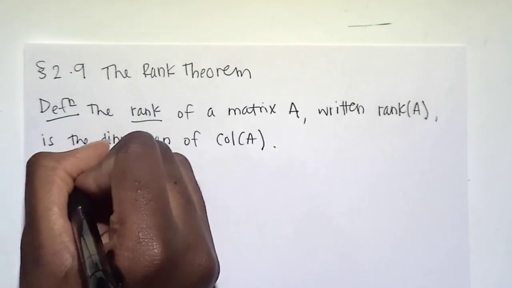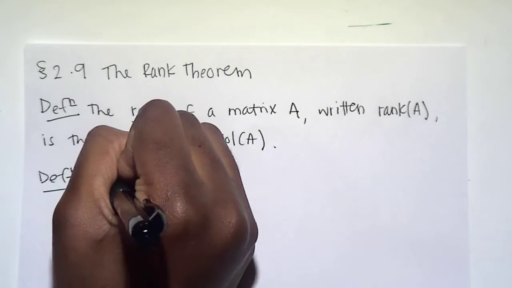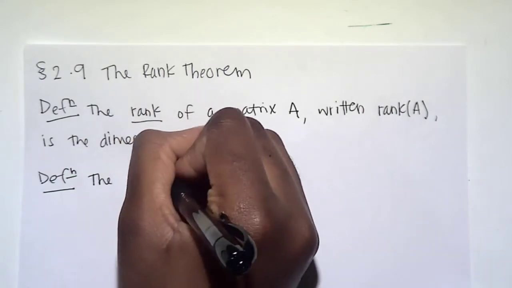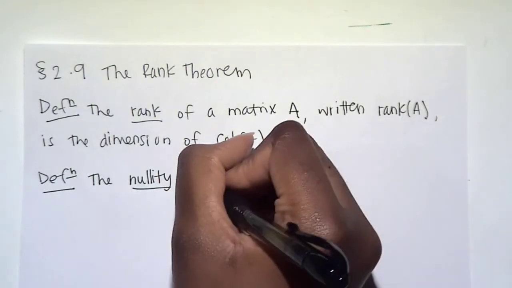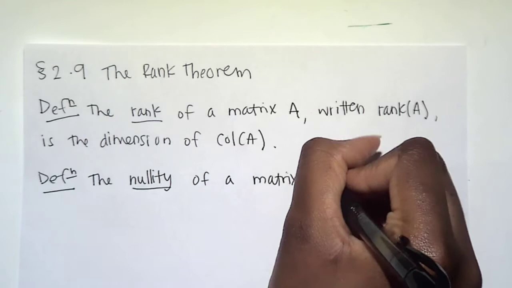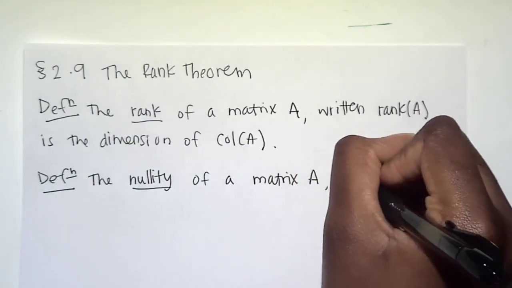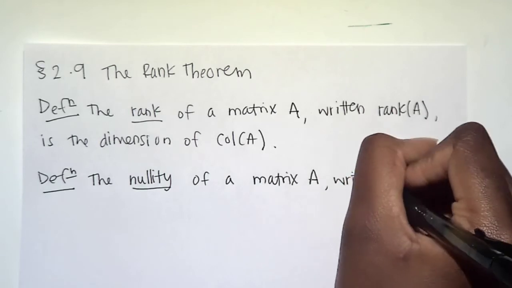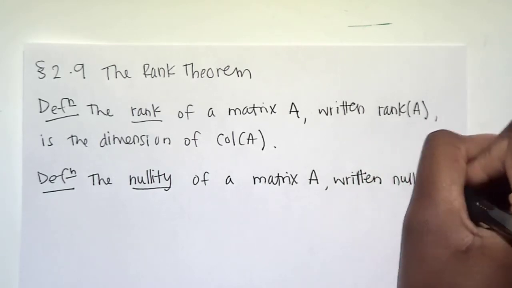All right, another definition we're going to need is nullity. The nullity of a matrix A, written as nullity of A.